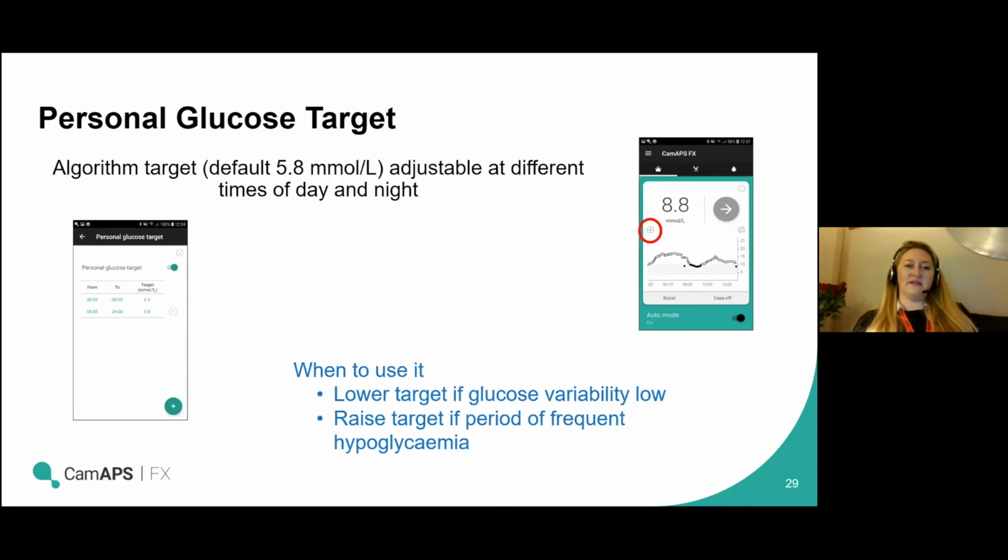And like I say, you could potentially have them slightly tighter during the night when there tends to be less glucose variability, and maybe slightly higher during the day, especially if there's been issues with hypos at a particular time of day or night. You would adjust them based on that. So, as it says there, you would use the lower target if the glucose variability is low, and raise the target for a period of time if there is frequent hypoglycemia. And when you've got a personal glucose target on, it shows on the home screen: the circle around the little target sign appears, telling you you've got a personal glucose target active.